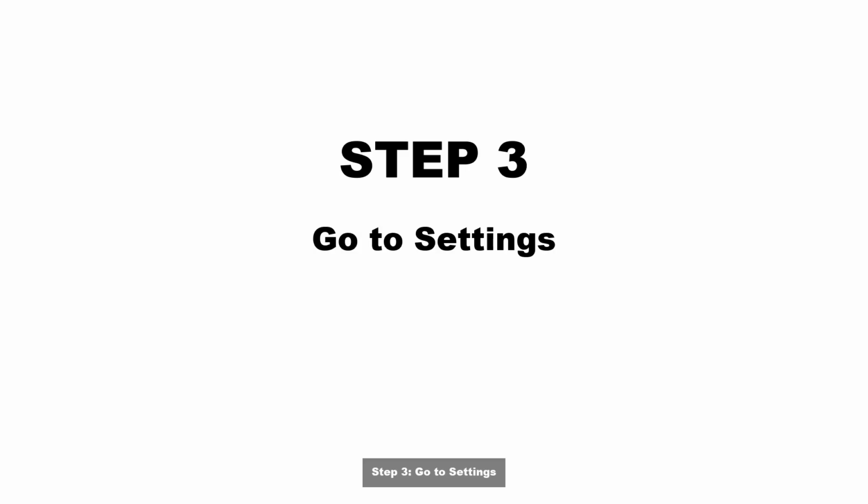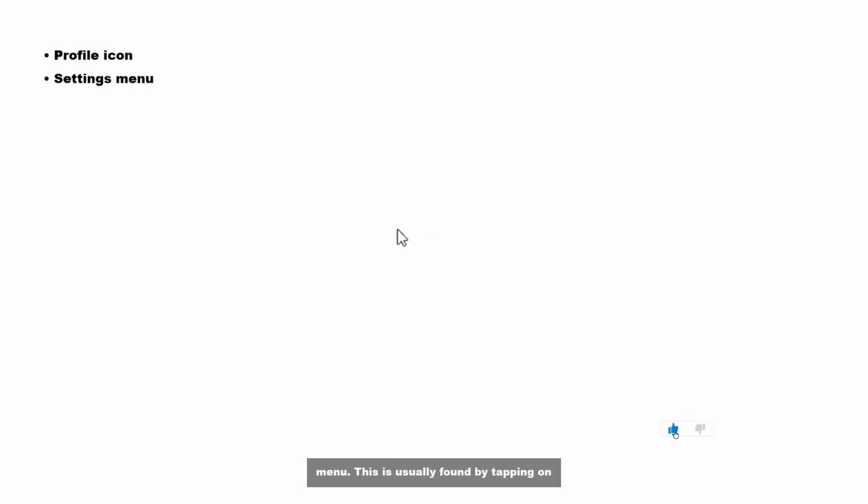Step 3. Go to Settings. Once logged in, navigate to the Settings menu. This is usually found by tapping on your profile icon or the menu icon in the top corner.